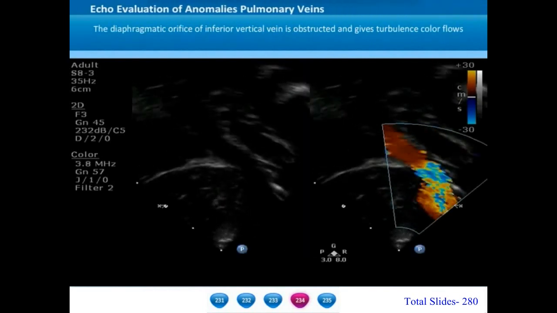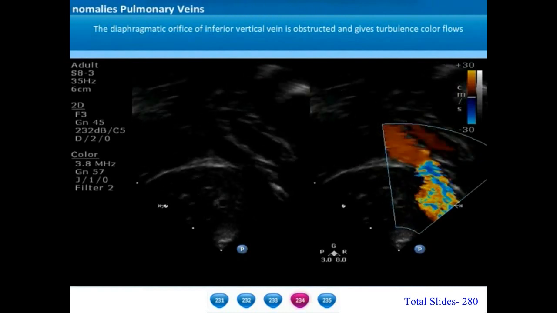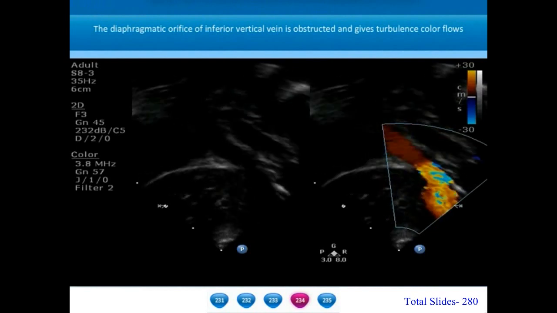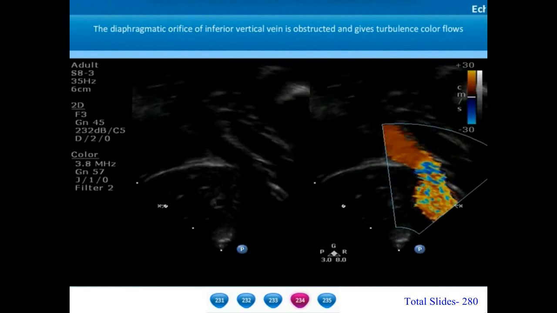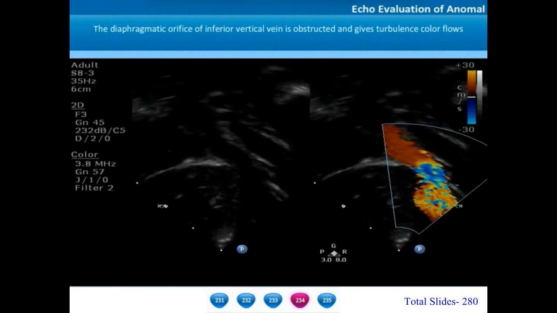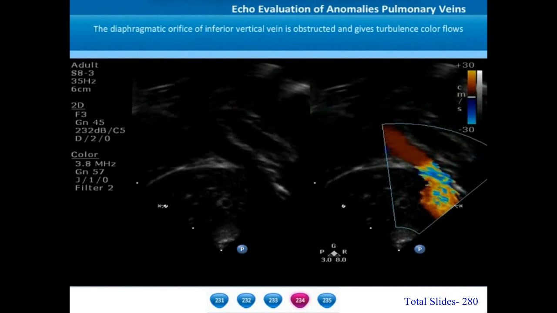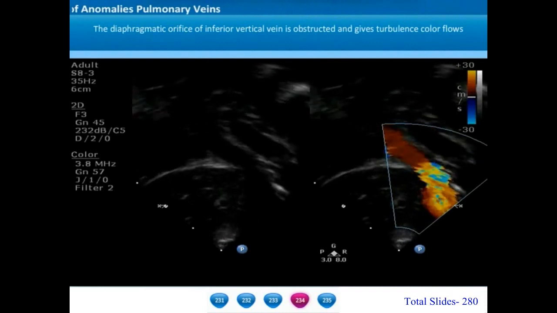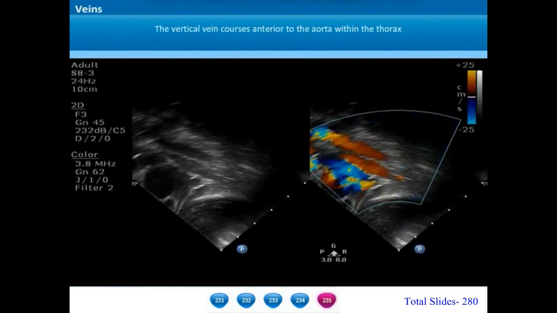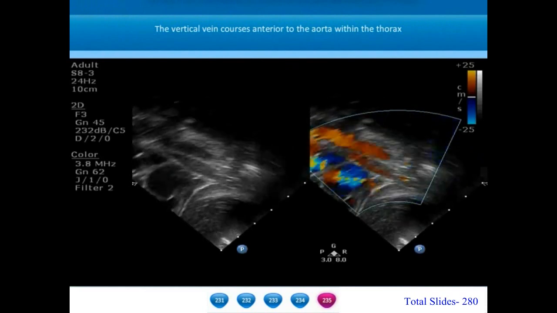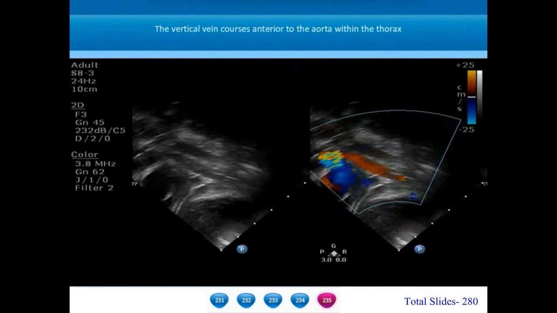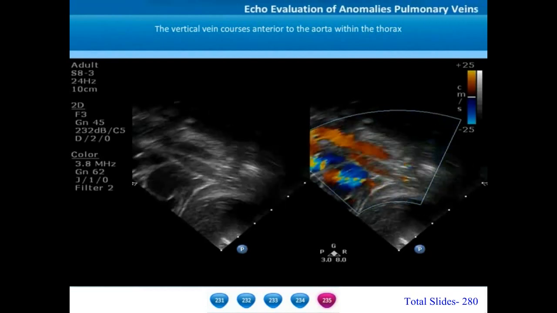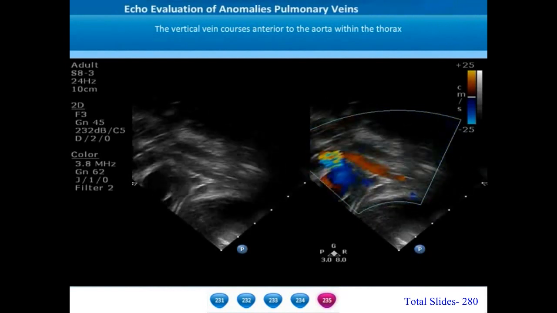On a subxiphoid view, we visualize the vertical vein entering the diaphragm at the esophageal hiatus. You notice that the flow in the vertical vein is laminar up to the point where it penetrates the diaphragm. However, at the diaphragmatic entry point, it becomes very turbulent. This is an indicator of an obstruction of the pathway at the level of the diaphragm. This picture, again from the subxiphoid view, shows the course of the vertical vein anterior to the thoracic aorta and posterior to the heart. This shows the intrathoracic portion of the vertical vein.